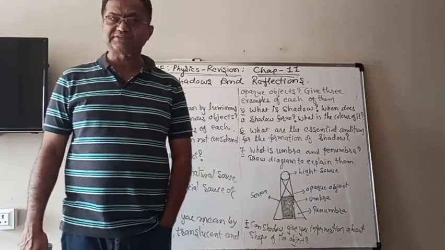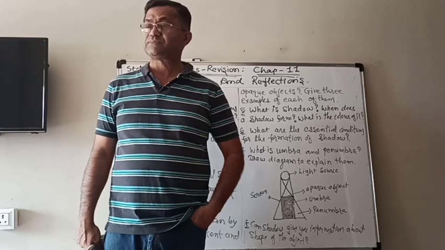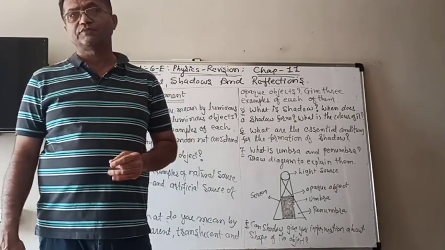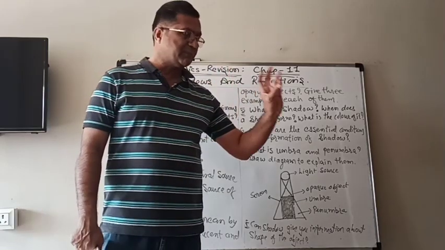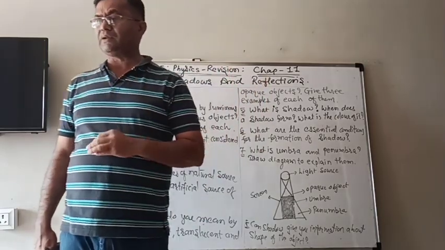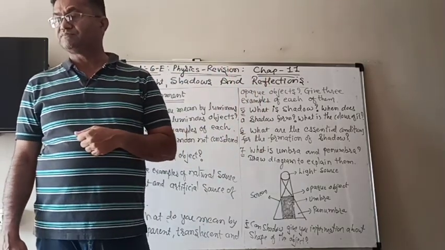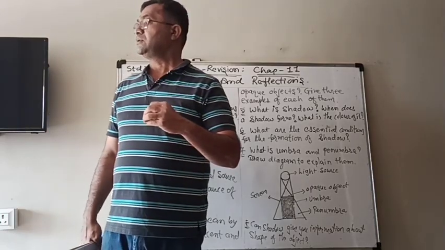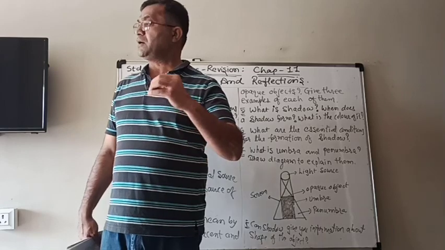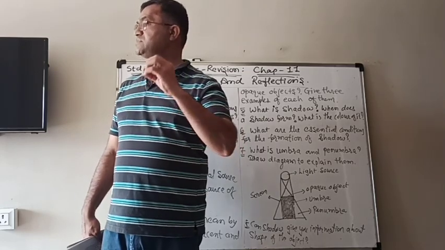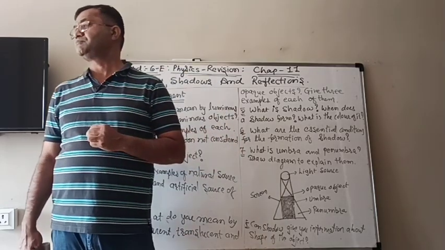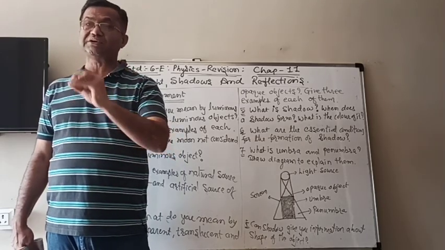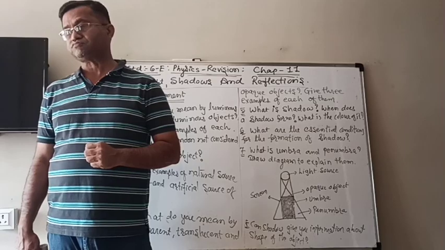So those objects are known as translucent objects. So the tracing paper, butter paper, oily paper, etc. They all allow the light to pass through them partially. So they are known as the translucent objects.